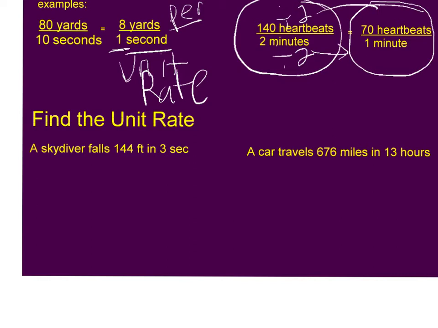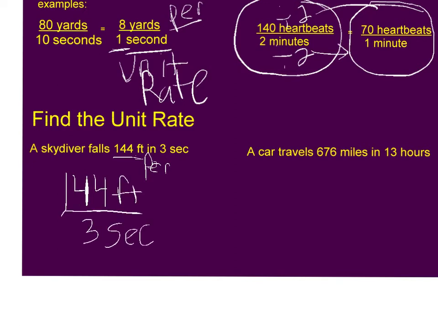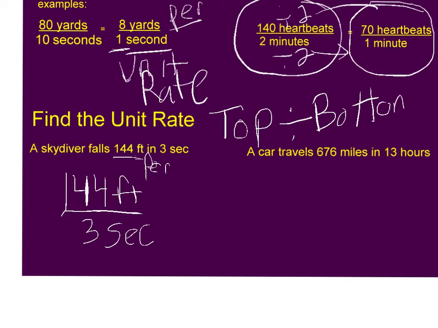So let's practice with a couple. A skydiver falls 144 feet in 3 seconds. So I'm saying to myself, feet per second. That makes sense to me. So I'm going to put 144 on top, label it, and then I'm going to put 3 seconds on bottom. Now, if you ever want to find a unit rate, one way you can always do it is, write this down, top divided by the bottom. That will always give you the unit rate.